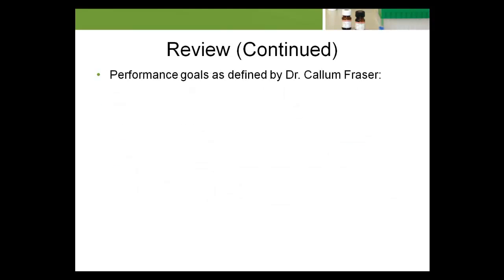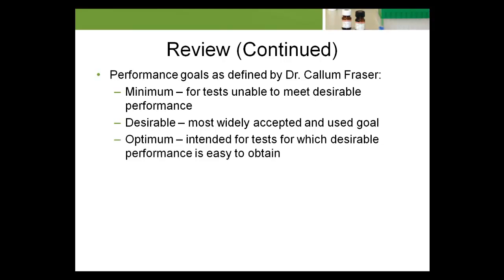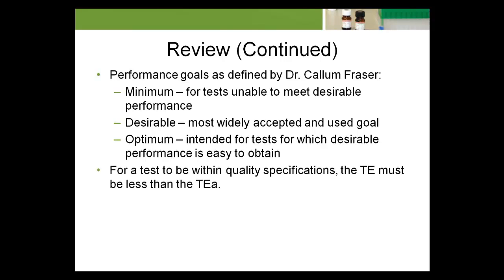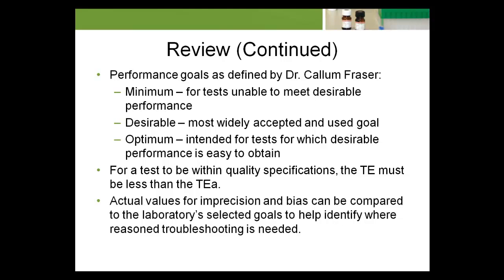Performance goals are defined by Dr. Callum Fraser: minimum, for tests unable to meet desirable performance; desirable, most widely accepted and used goal; optimum, intended for tests for which desirable performance is easy to obtain. For a test to be within quality specifications, the TE must be less than the TEA. Actual values for imprecision and bias can be compared to the laboratory's selected goals to help identify where reasoned troubleshooting is needed.